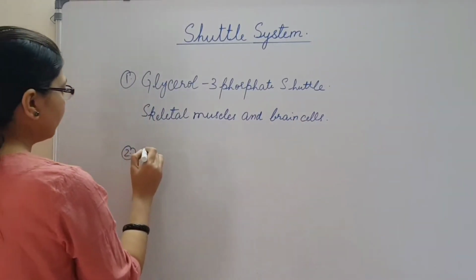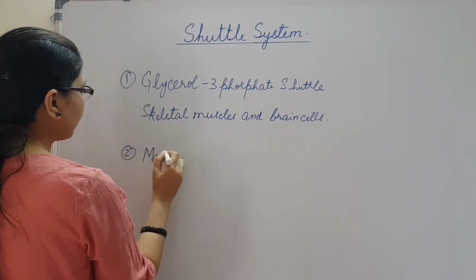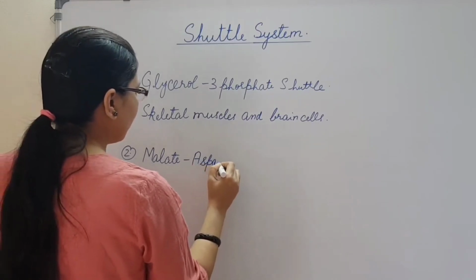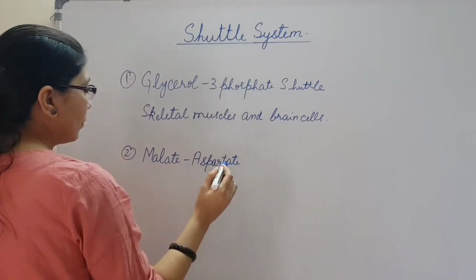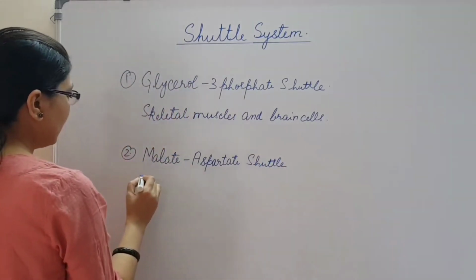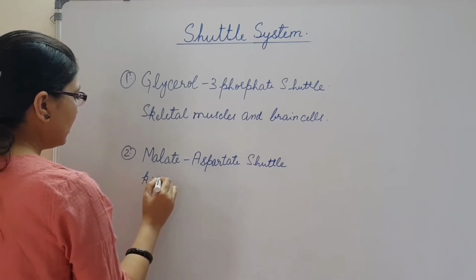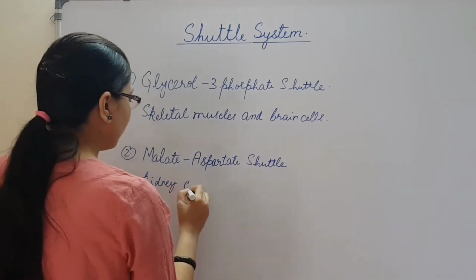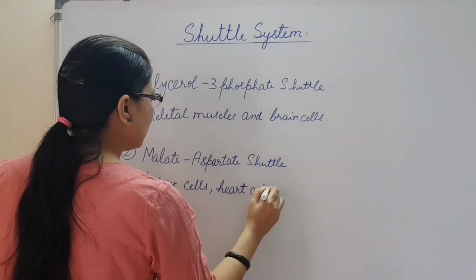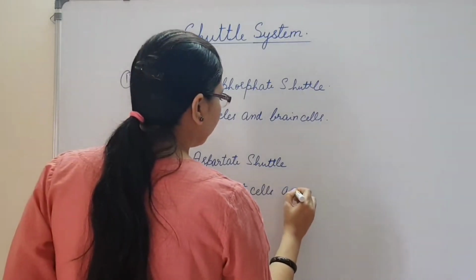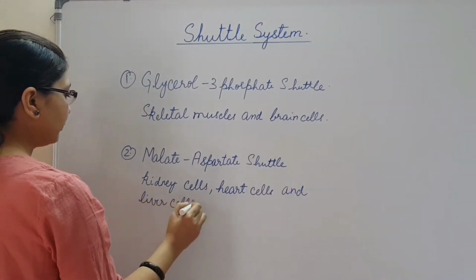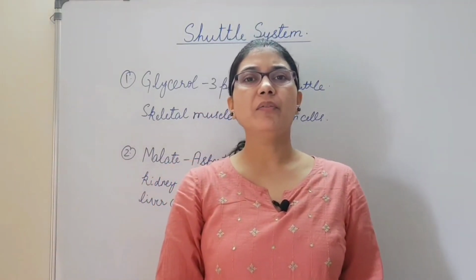Second is malate aspartate shuttle. This takes place in kidney cells, heart cells and liver cells. Let us start with glycerol 3-phosphate shuttle.